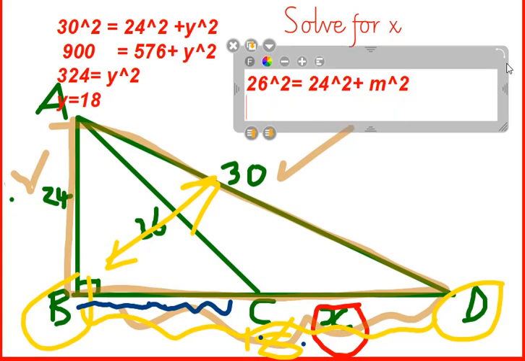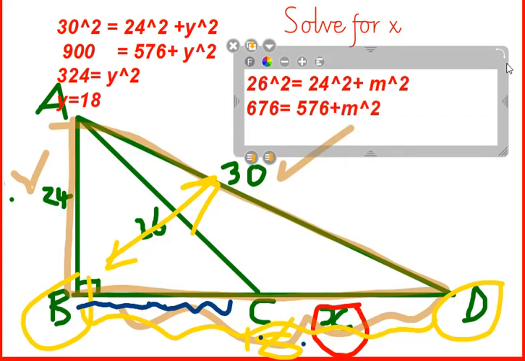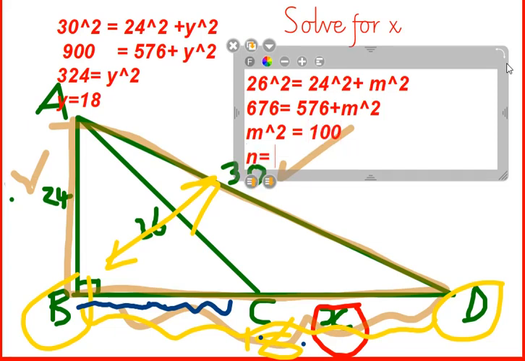And we see that 26 squared is 676. 676 is equal to 24 squared, which is 576, plus m squared. If we make m squared the subject of the formula, 676 minus 576 is 100. And so our m is equal to 10, because the square root of 100 is 10. So our m is the blue part in this case.